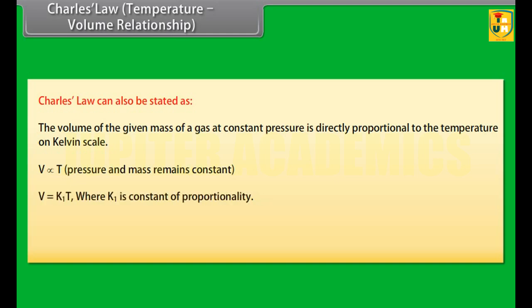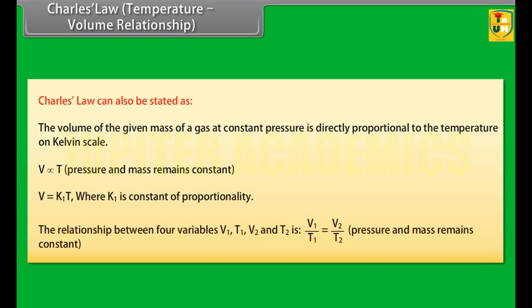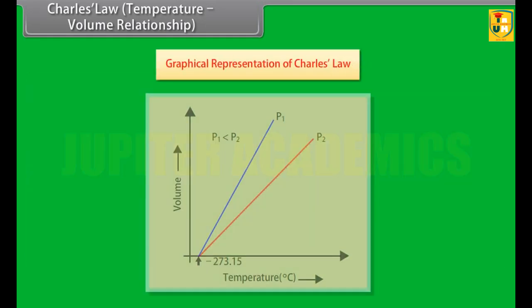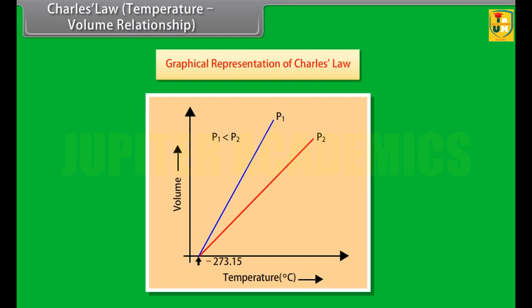V is equal to K1 T, where K1 is the constant of proportionality. Let V1 be the volume of a certain mass of a gas at temperature T1 and at pressure P. If the temperature is changed to T2 keeping pressure constant, the volume changes to V2. The relationship between the four variables V1, T1, V2 and T2 is V1 by T1 is equal to V2 by T2 at constant pressure and mass. Graphical representation of Charles' law. Each line of the volume versus temperature graph is called an isobar.